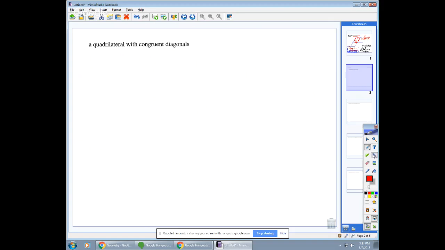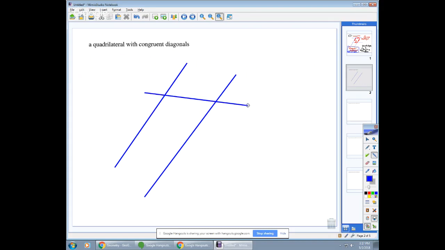Let's see, earlier I drew a parallelogram. I want my line tool, there it is. I'm trying to make those two parallel, and maybe that one. But I can just copy that and there we go. Parallel. Will this have congruent diagonals?